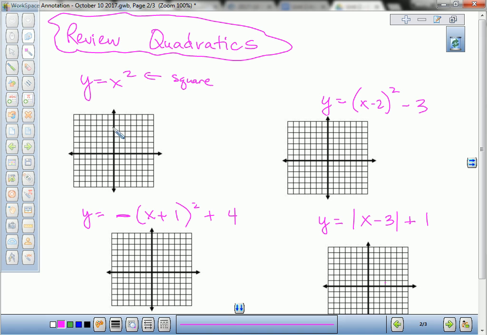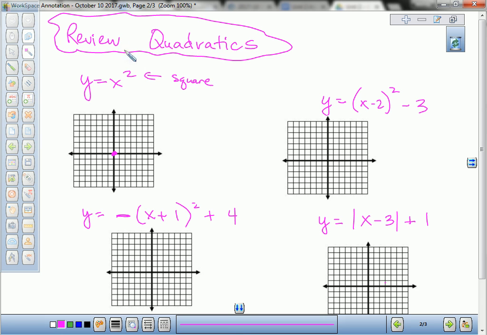It hasn't been compressed. So where would the starting point be for a function that hasn't been moved? That's right. It's at the origin. It's going to start out at 0, 0. Now, this is how I want you to think about all functions that are in transformational form. I don't want you to memorize stuff, because when we memorize, we've got it for about maybe 3 weeks max, and then it's gone forever.